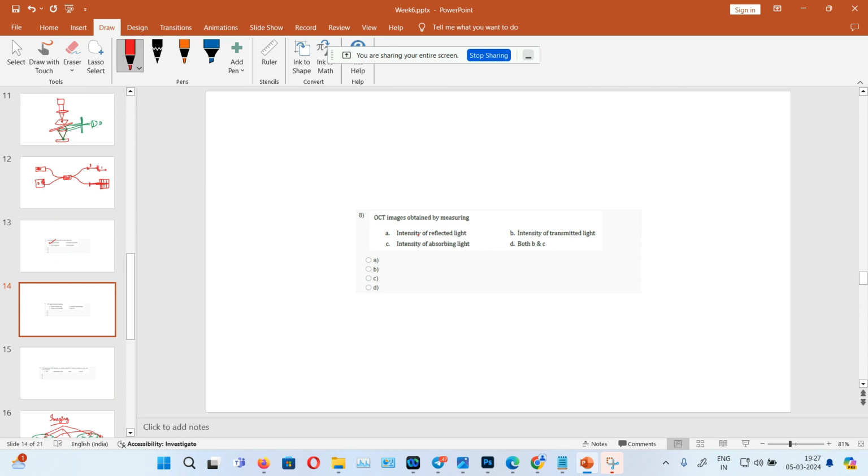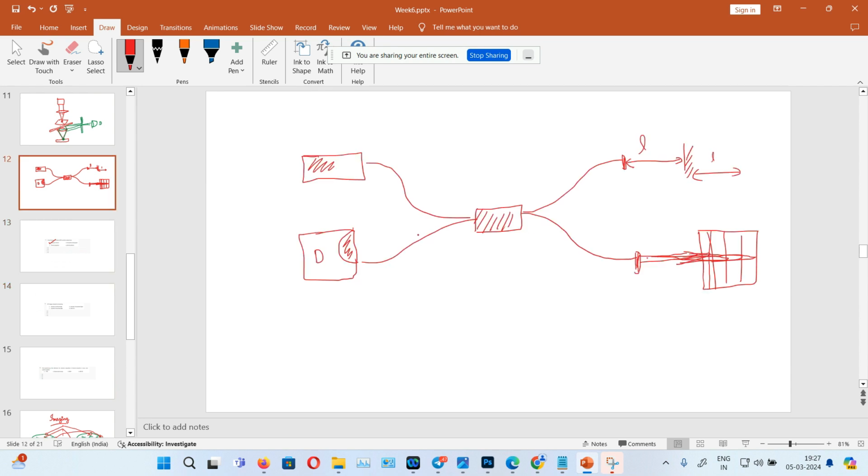Now the question is: OCT images are obtained by measuring intensity of reflected light, intensity of absorbed light, intensity of transmitted light, or both B and C. Now we already saw how an OCT works. This is the OCT working principle. So here we can see what they are actually measuring. There are two lobes. This is the source. This is the detector.